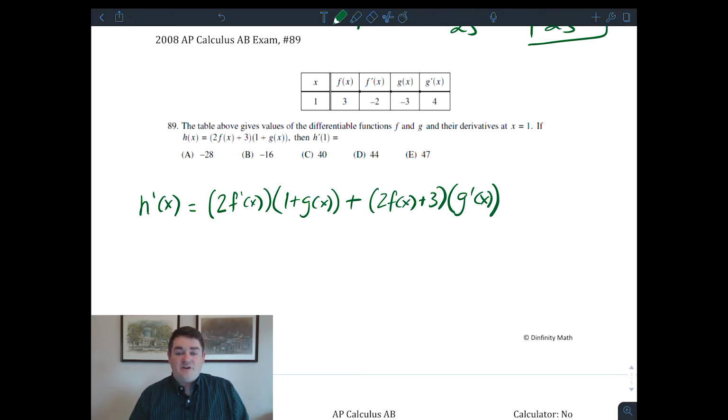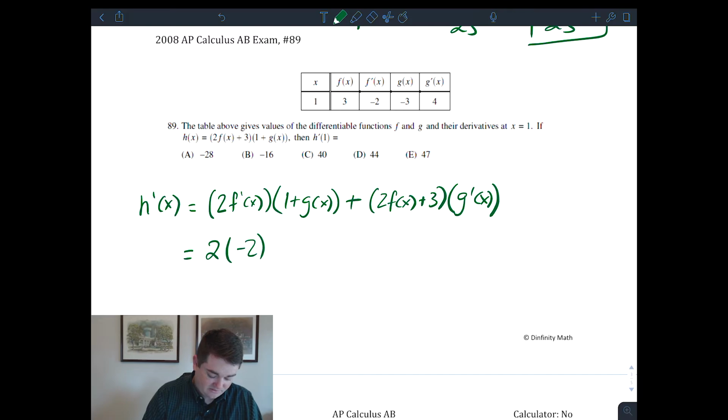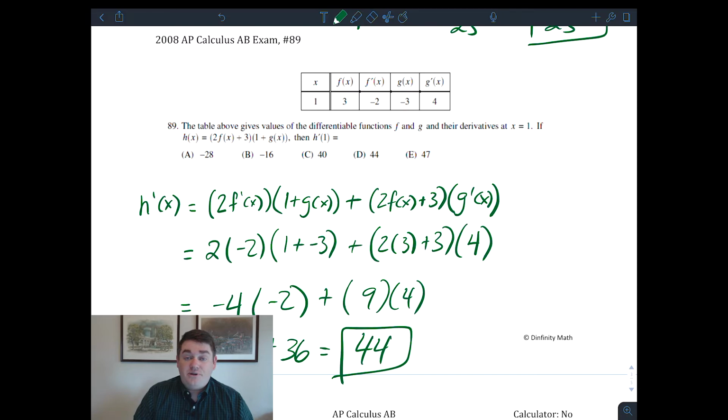And now that I have h prime of x, all I need to do is plug a 1 into everything. So 2 times f prime of 1 is negative 2, times 1 plus g of 1 is negative 3, plus 2f of 1 would be 2 times 3 plus 3, times g prime of 1, which is 4. Adding it all up here, don't forget your order of operations, is 44. So my answer is D.